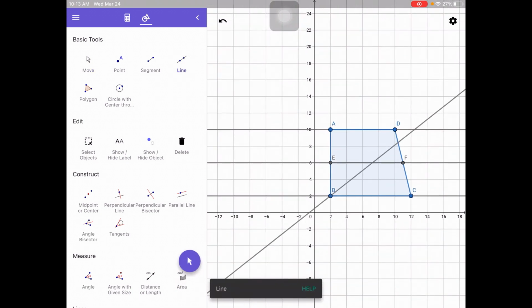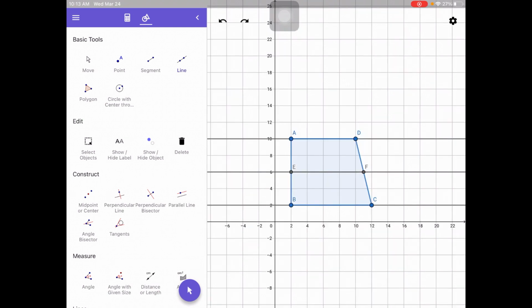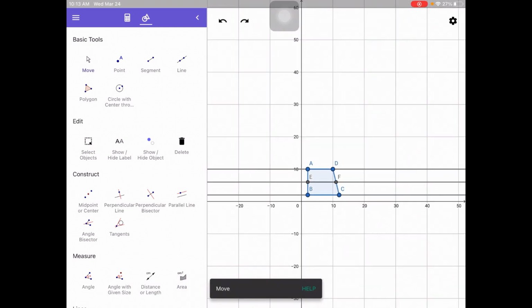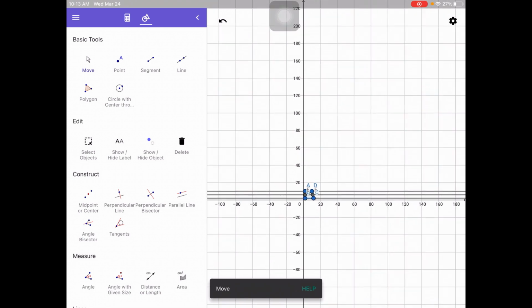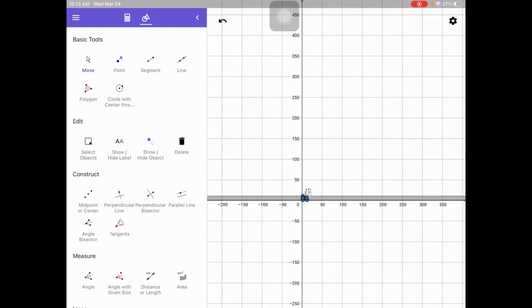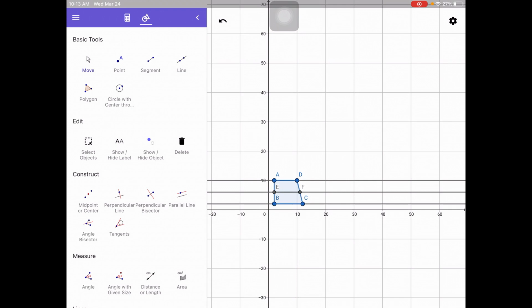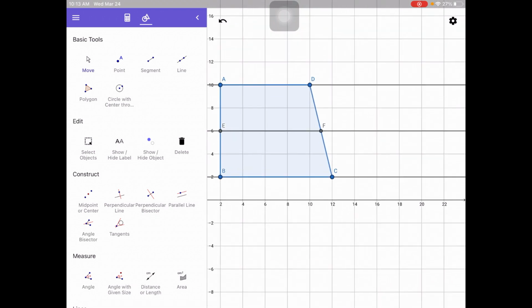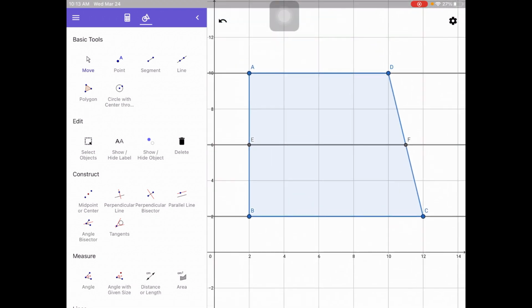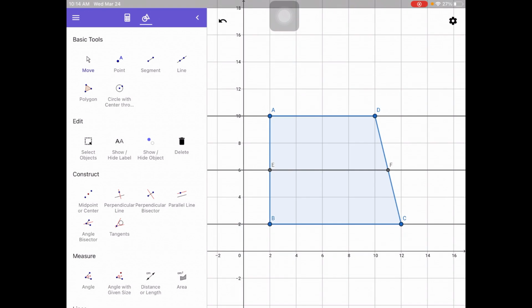Tignan nyo po yung tatlong line kung magi-intersect sila. Ayan. Kahit gaano po natin i-zoom out ito, hindi po magmi-meet o magi-intersect yung tatlong line na to because they are parallel. Ibig sabihin po, si EF is parallel to AD and EF is parallel to BC.